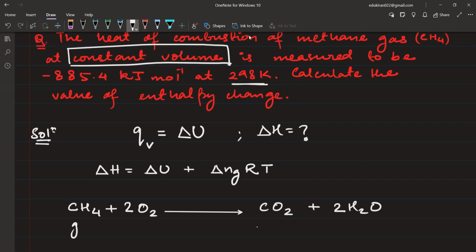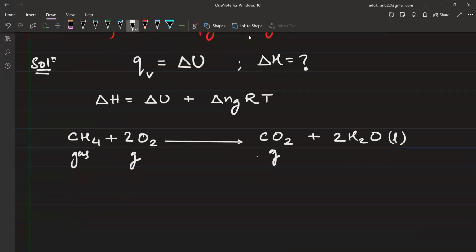Now, this is also gas. This is also gas. And what about H2O? At 298 Kelvin, meaning 25 degrees Celsius, it will be in liquid state. It will not be in vapor state. So at 298 Kelvin, water will be in liquid state. Everything else is in gaseous state. Now, what is delta nG? The number of moles of gas in product minus the number of moles of gas in reactant.